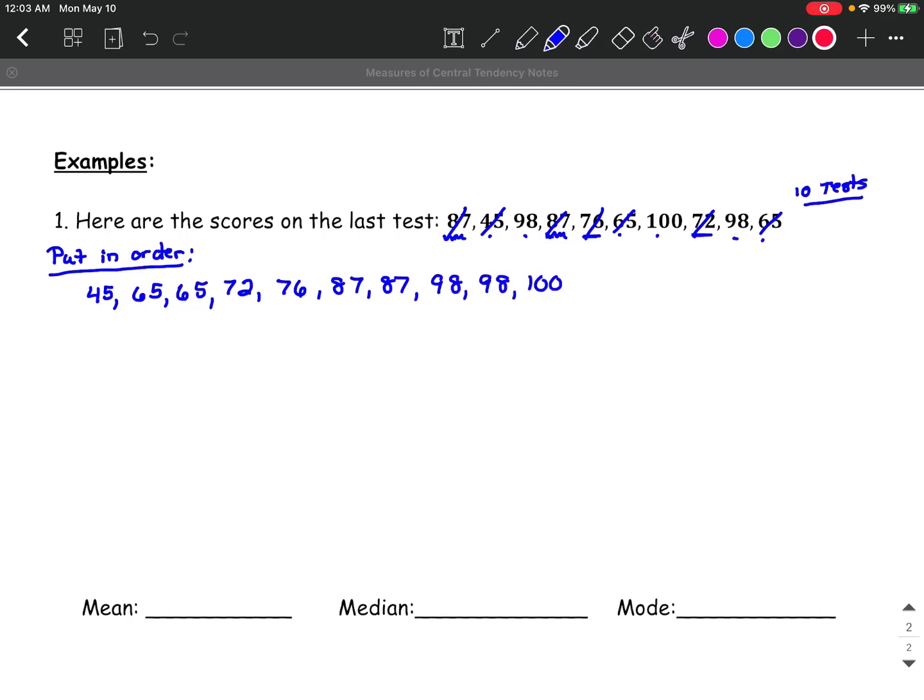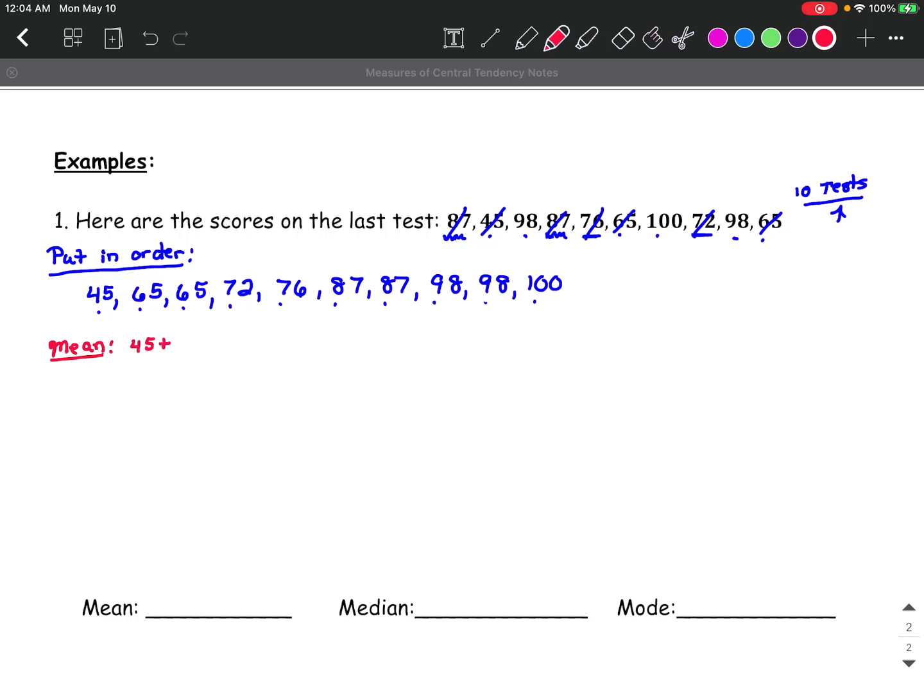And now I'm going to check and make sure that I have 10 tests. 1, 2, 3, 4, 5, 6, 7, 8, 9, 10. Okay, I've got them all, yay! So now let's work on finding our mean. For the mean, we need to add up all those numbers and divide by 10.